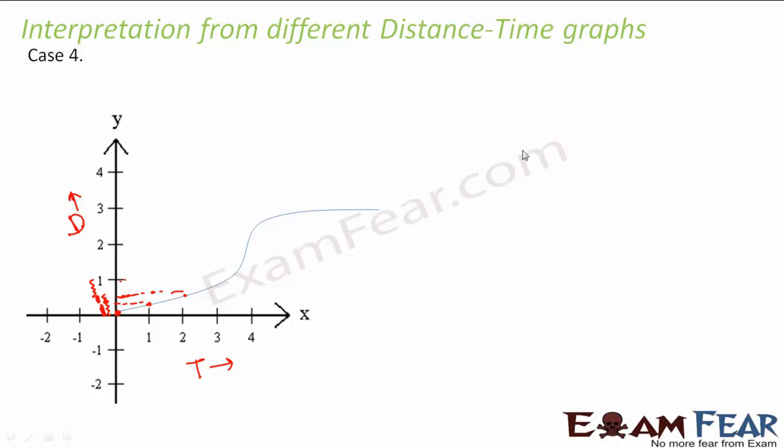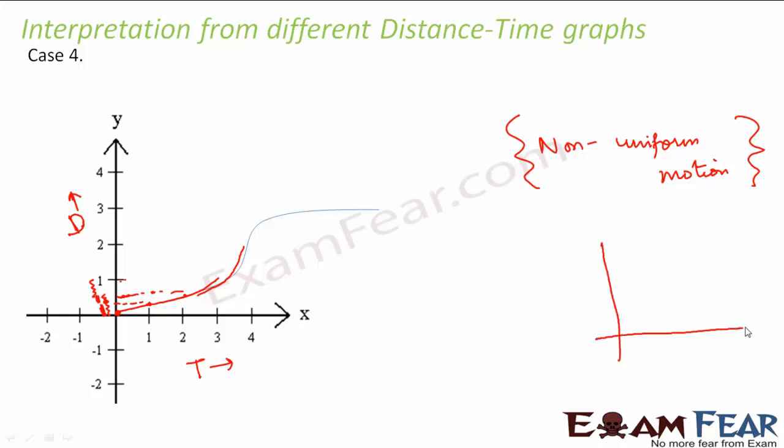So this is non-uniform motion. Right? Because here you have a curved line like this. So it is not a straight line. Right? So because of this curved line, we say that the object has non-uniform motion.